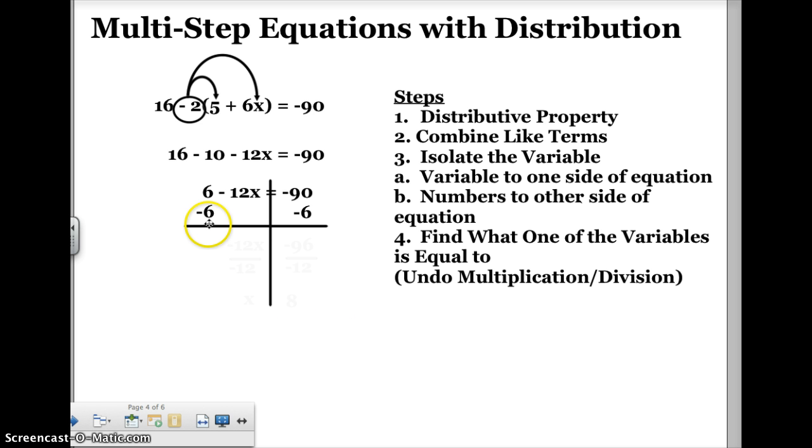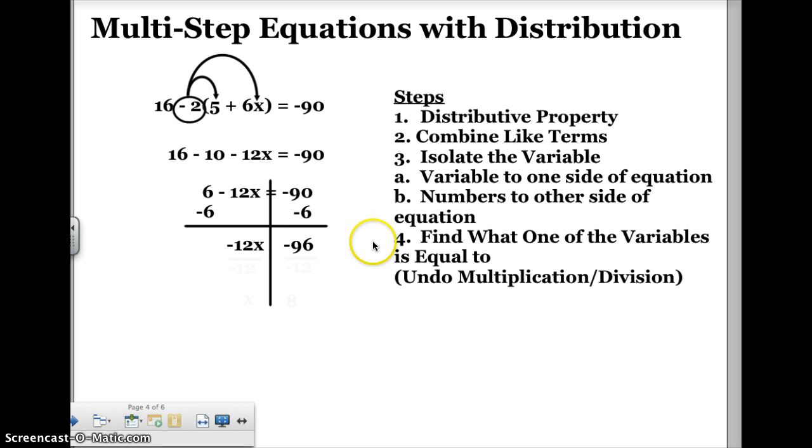Let's see what I have left after I do that. On the left side, I have negative 6, positive 6, and those are opposites, so they just make 0, and I have a negative 12x. So I'm just going to be left with negative 12x on the left side of the equation. On the right side of the equation, I have negative 90 and negative 6. When I combine those, they make negative 96.